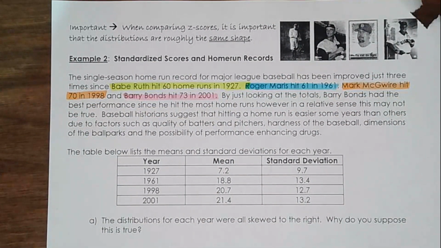So by just looking at the totals, it appears that Barry Bonds is the best home run hitter because he hit more home runs than any other player. So he's the best, right? However, baseball historians feel it's easier to hit a home run in Major League Baseball nowadays than it was back then, because of factors such as quality of the batters, the pitchers, dimensions of the ballparks, and something known as performance-enhancing drugs. So they're saying Barry Bonds isn't necessarily the best, because it's easier to hit a home run nowadays than back in the day.